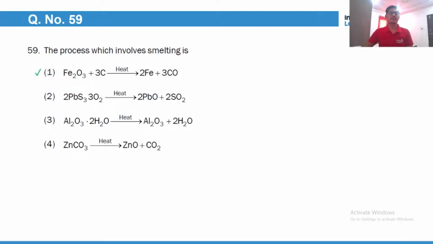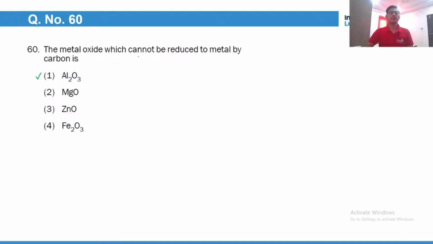The process which involves smelting is the reduction of a metal oxide with a suitable reducing agent. So this is the correct option. This is roasting, this is calcination, and this is calcination. So this is the correct answer. The metal oxide which cannot be reduced to metal by carbon is Al2O3 because it's a highly stable oxide.